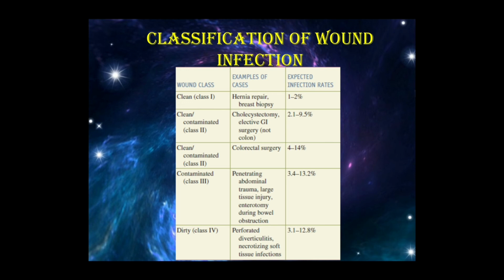Contaminated is where the bowel is opened, where an enterotomy has been done, or where there is injury to a large area of tissue. In such cases, the percentage is up to 13.2. Class 4, where there is already spillage like perforated diverticulitis or necrotizing soft tissue infection, the percentage is up to 12.8%. This is from the textbook of Schwartz.